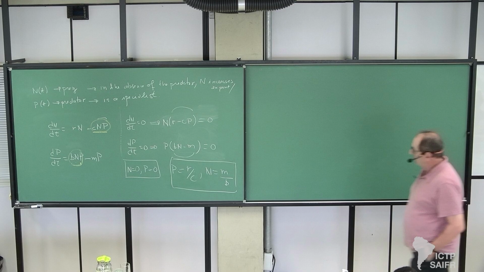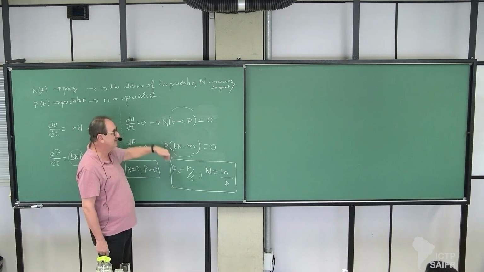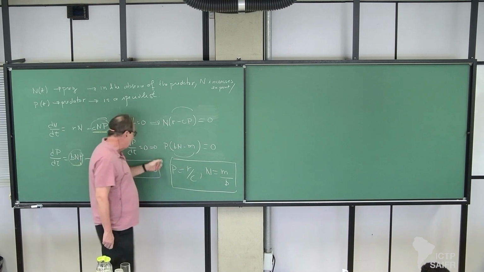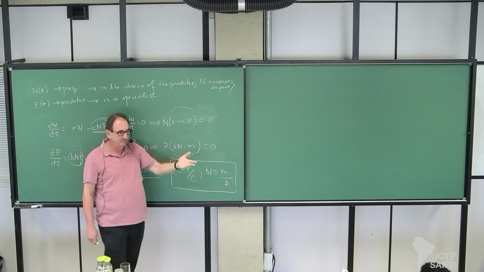Then the other solution is this here equal to 0 and this here equal to 0. So therefore p is equal to r over c, and n is equal to m over b. Then this is 0 and this is 0, so both of them are satisfied. And these are the only ones, because you could say, maybe n is 0 and p is different from 0. But n is 0 means no prey, and we know that without the prey, the predator will die out. So there is no fixed point there. And I could say maybe p is equal to 0 and n is something else. But n, in the absence of the predator, grows exponentially. This is not a fixed point. It's just growth. So the only two fixed points are these.